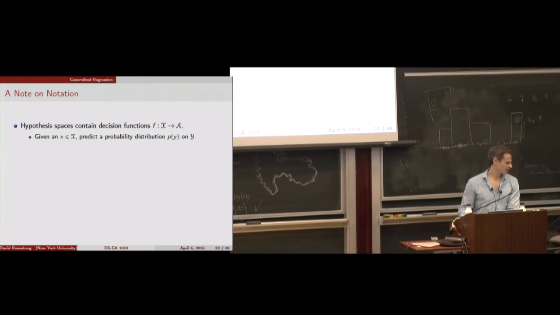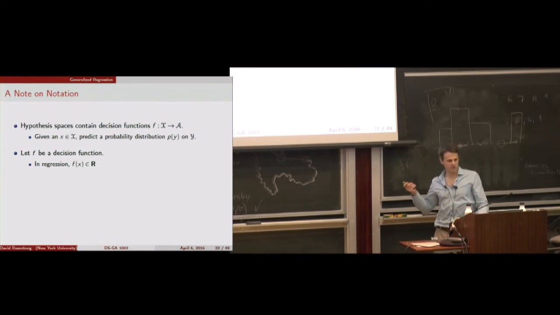All right, the notation gets a little complicated, so let's talk about this for a sec. Suppose f is a decision function. In regression, f of x is in the reals. For hard classification, it's -1, 1. And for generalized regression, what does f of x produce?